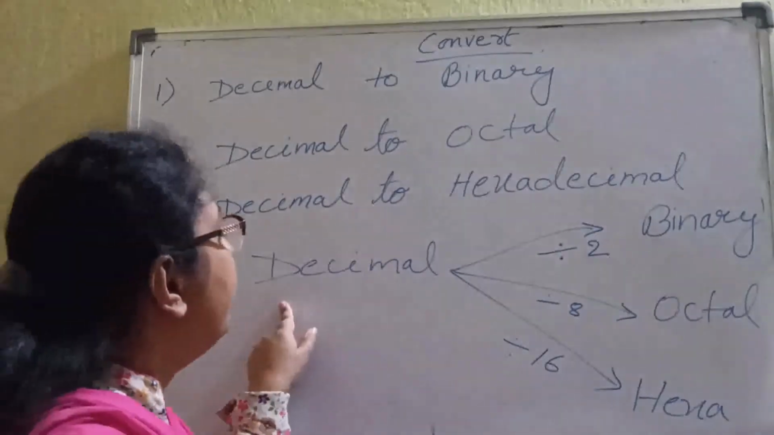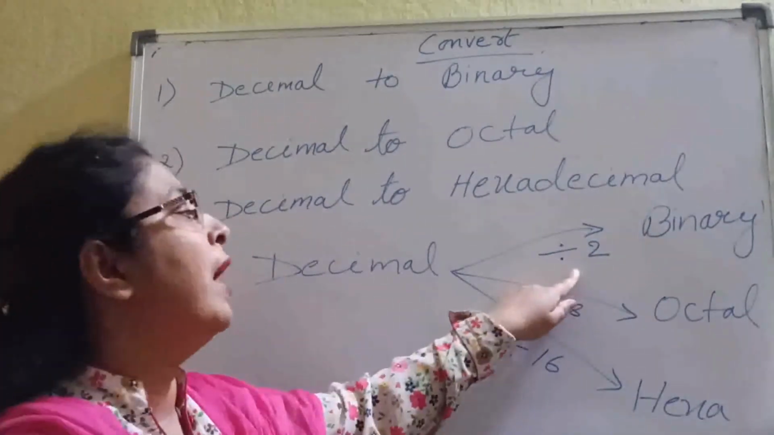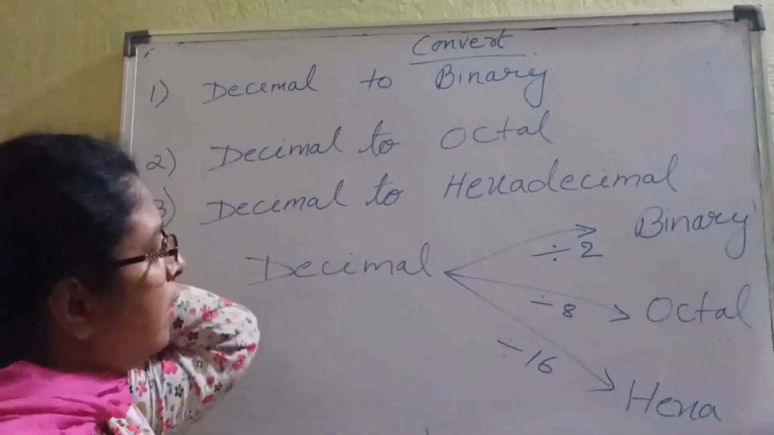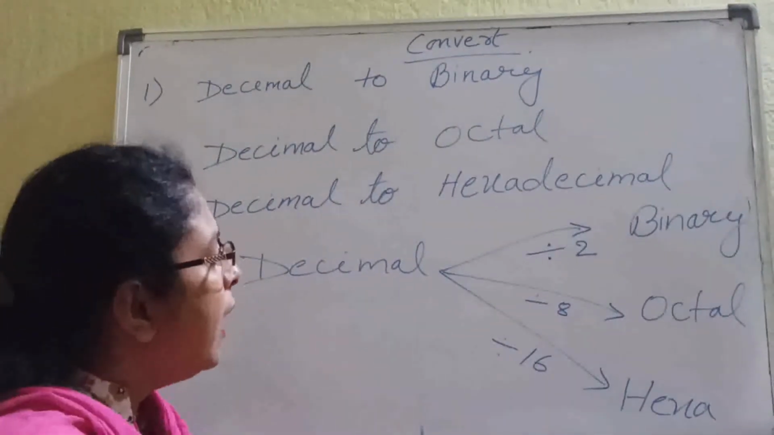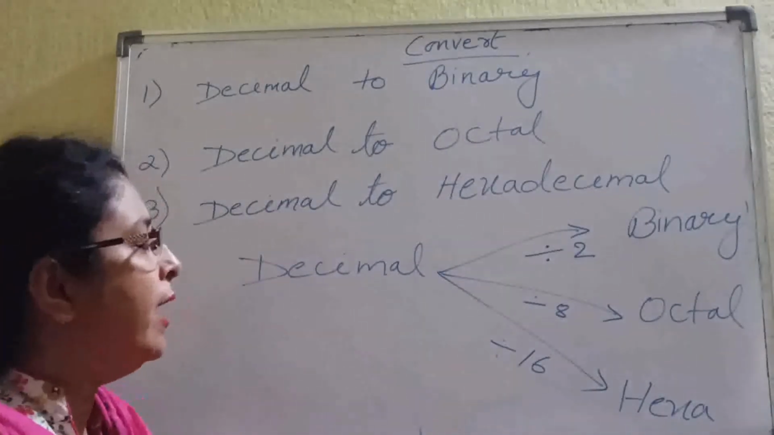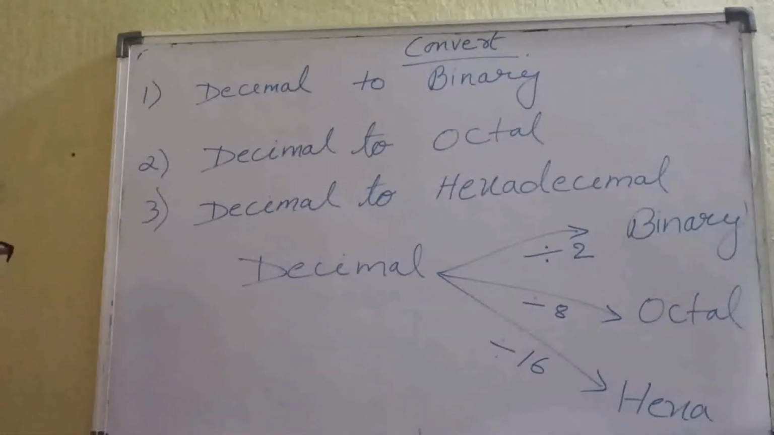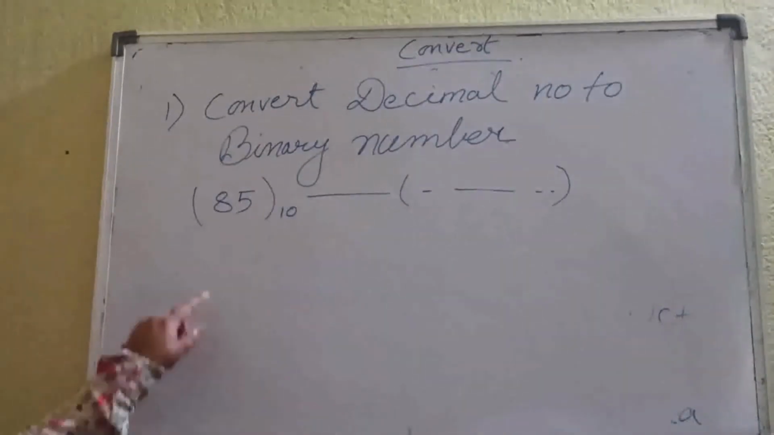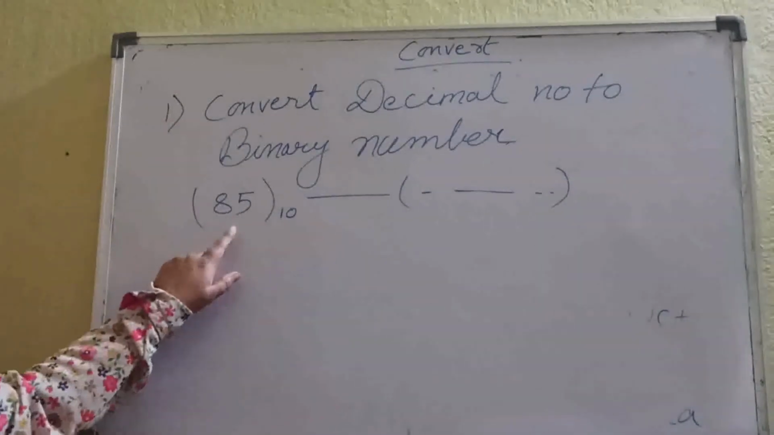When you have to convert decimal to binary, you have to divide it by 2. When you have to convert decimal to octal, you have to divide it by 8. And when you have to convert decimal to hexadecimal, you have to divide it by 16. Okay? Convert decimal number to binary number. This is the way you will get this decimal number.